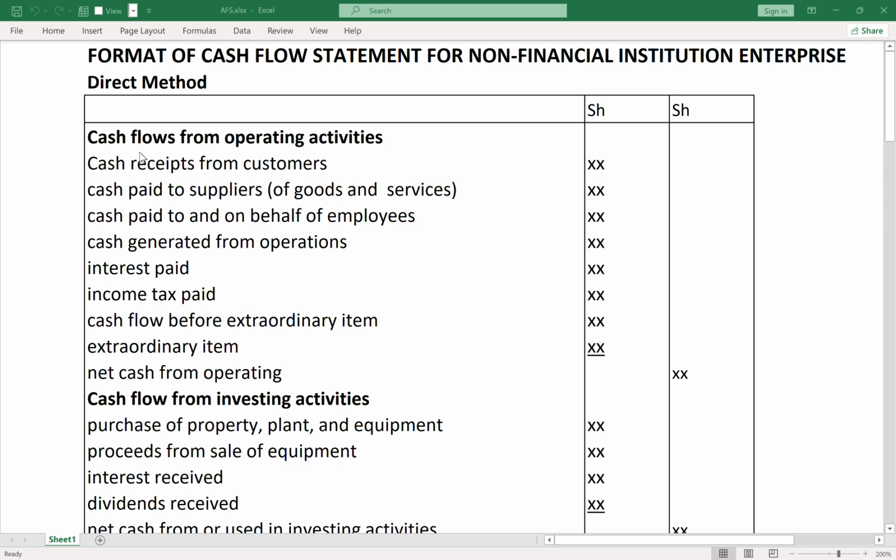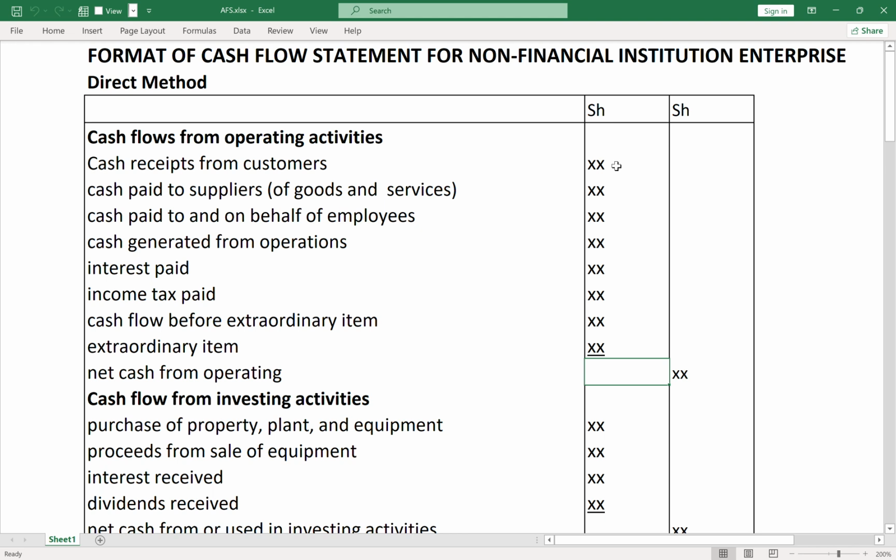So for the direct method, we are going to start with the cash flow from operating activities. We have cash receipts from customers, as you can see. Then we have the cash paid to suppliers of goods and services. So we are looking at the cash receipts and payments here. Cash paid to and on behalf of the employees, cash generated from operations. We also have interest paid, income tax paid, cash flow before extraordinary item. The extraordinary item, you can name it. And then we have the net cash from operating activities.